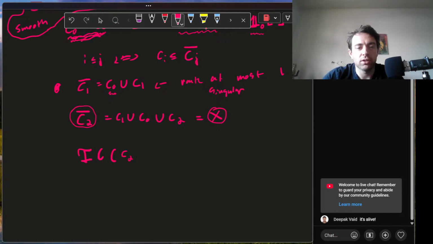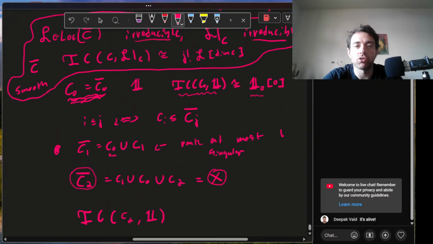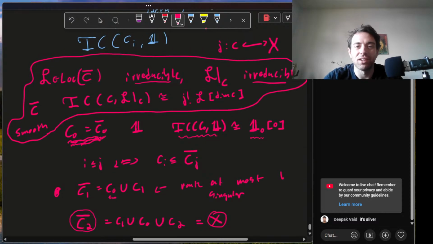So, IC of the trivial sheaf on the strata C2. Again, we can apply this same trick, but now, also I made another mistake. The J up here should be from C bar. That's the other mistake I made.